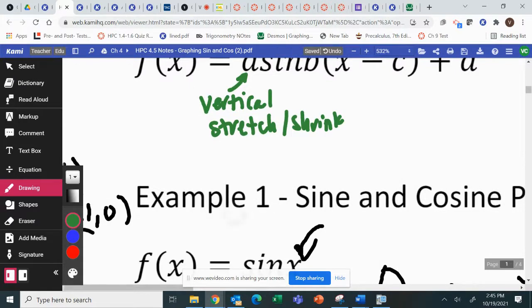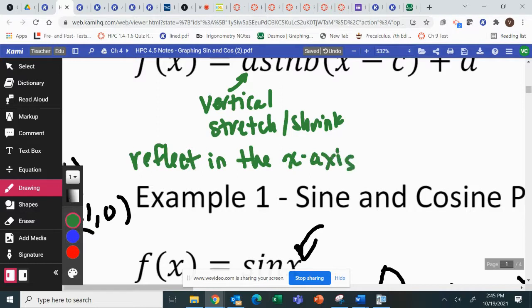Reflection in which axis do you know? Vertical or horizontal reflection? Vertical. So that's going to be reflect in the x-axis. So that could be a reflection. If there's a negative there, it'd be a reflection. If there's a number other than 1, it would be a stretch or a shrink. Remember, the negative and then the number itself are 2 different transformations.